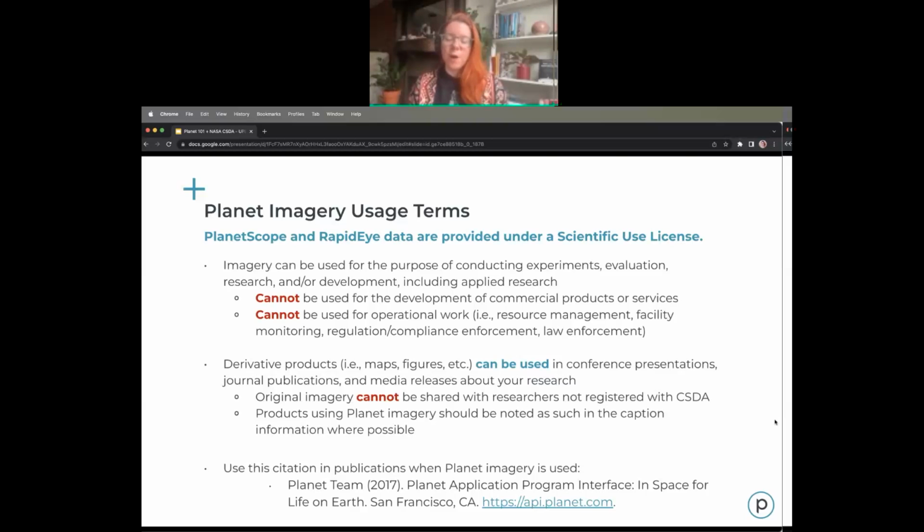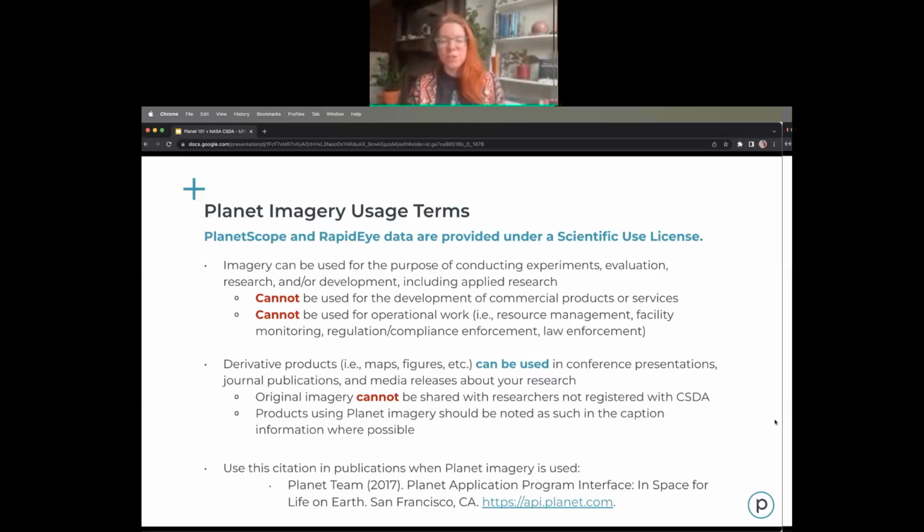And any derivative products that you create, like maps or figures, can be used in things like conference presentations, journal publications, media releases about your outreach, about your research. Basically, anything where you would need to publish some annotated version of the data in the normal course of your work, you can do that. You don't need to get extra permission from us to do that. We want you to be able to share those products that you've made.